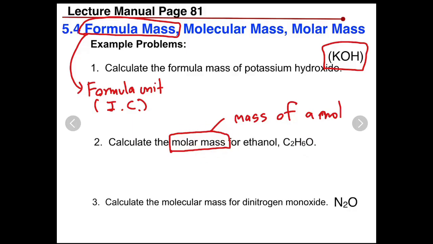The molar mass that we are going to describe can be used for both ionic compounds and also molecular compounds as well. So it describes the mass of 1 mole. It's used both in ionic compounds and also molecular compounds.